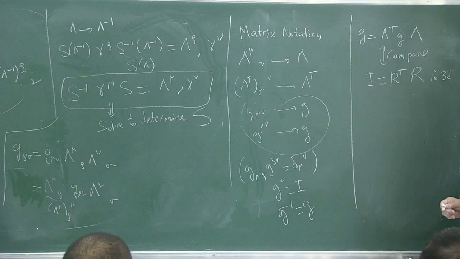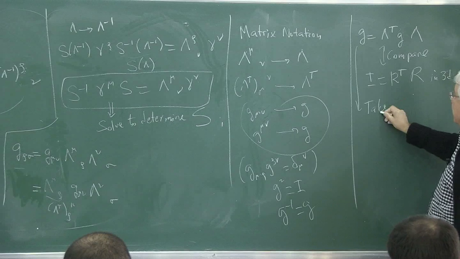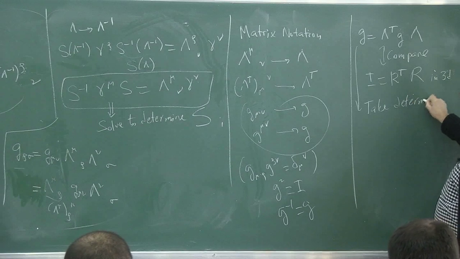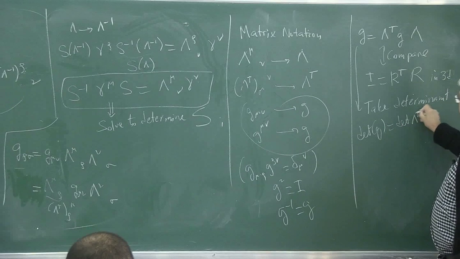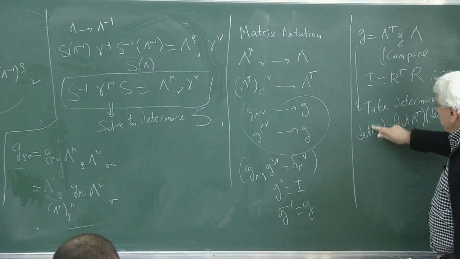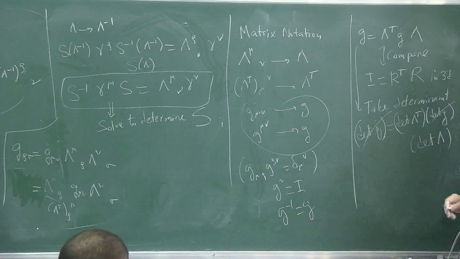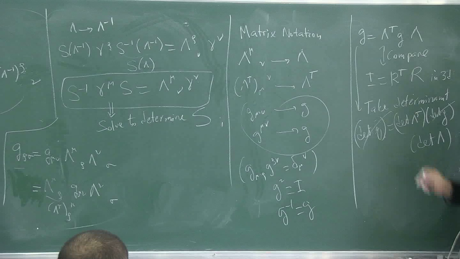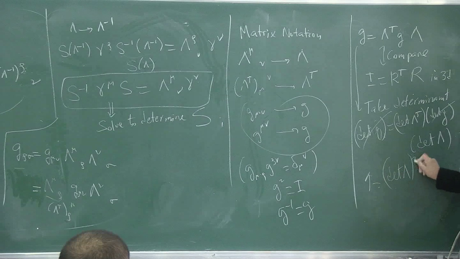My purpose now is to check the following. Let's take the determinant of both sides. It's the last thing I'm going to do now. Determinant of G is equal to determinant of lambda transpose times determinant of G times determinant of lambda. Determinant of G goes away from both sides, and you have determinant of lambda transpose, which is the same as you know from basic algebra. The determinant of a transpose is the same as the determinant of itself. So, number one now, not the identity matrix, determinant lambda squared. So determinant of lambda is plus or minus 1.